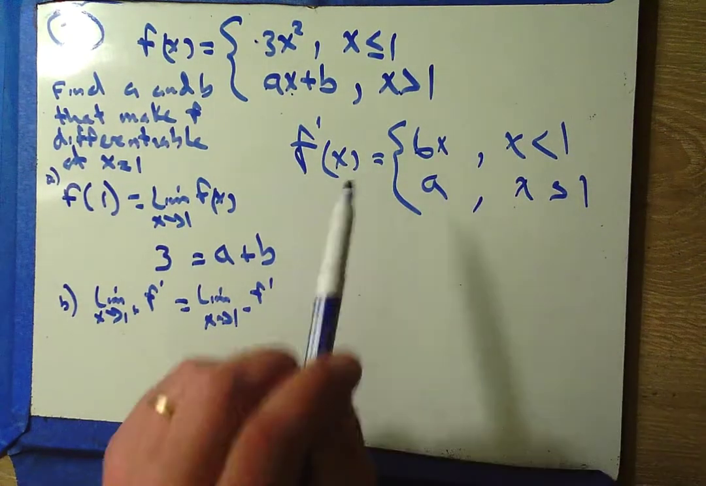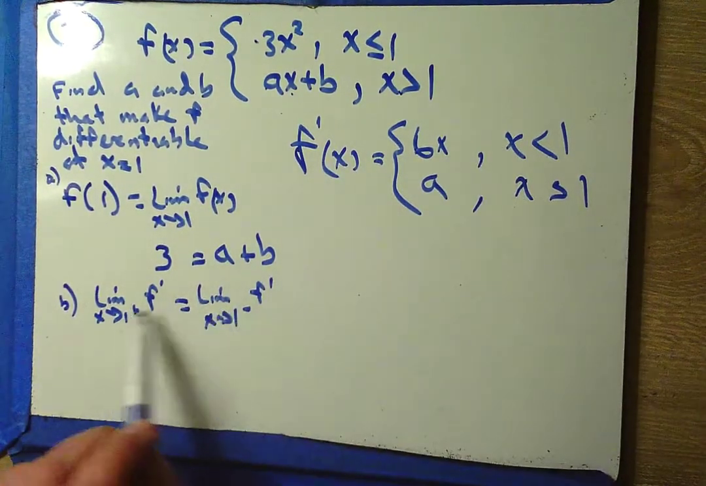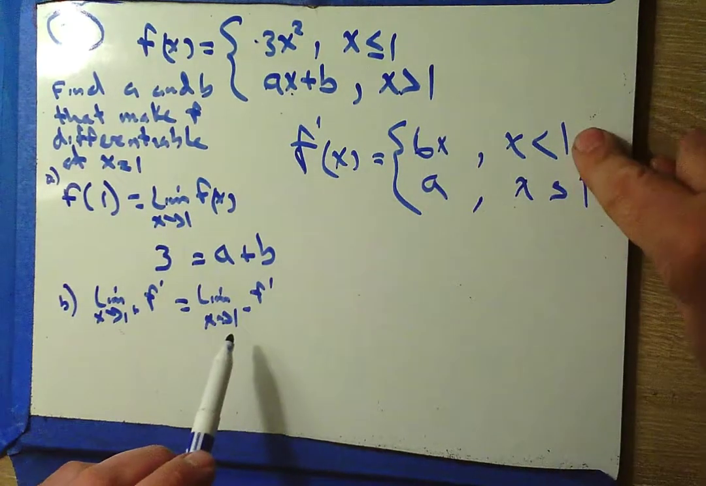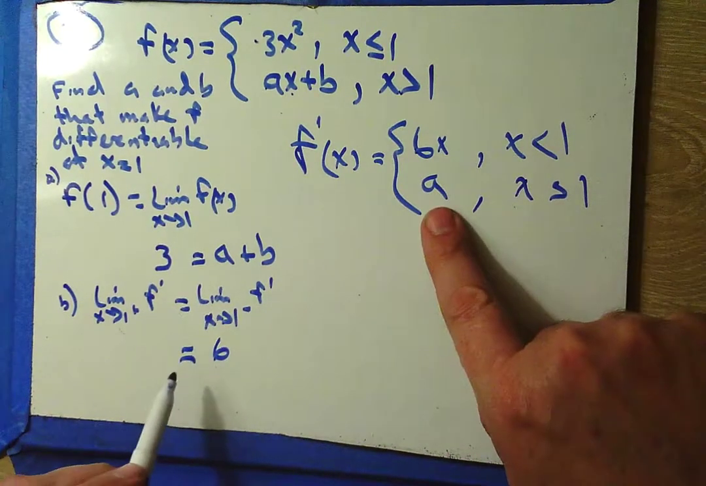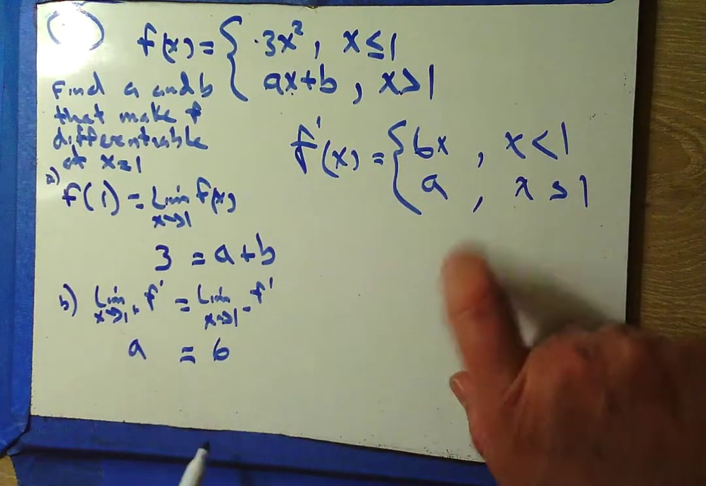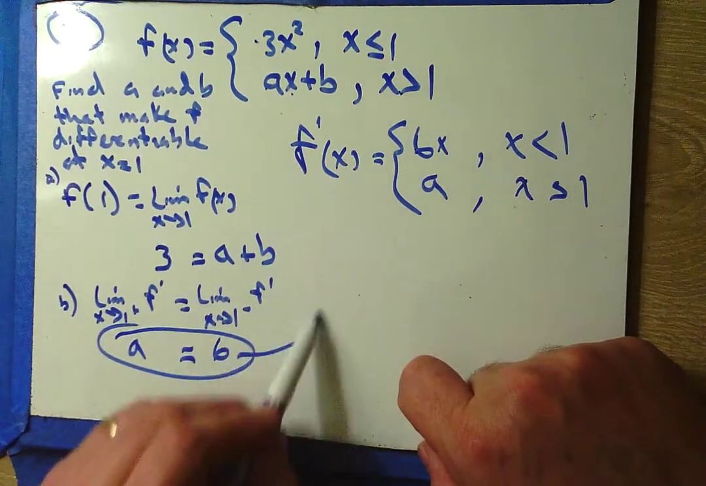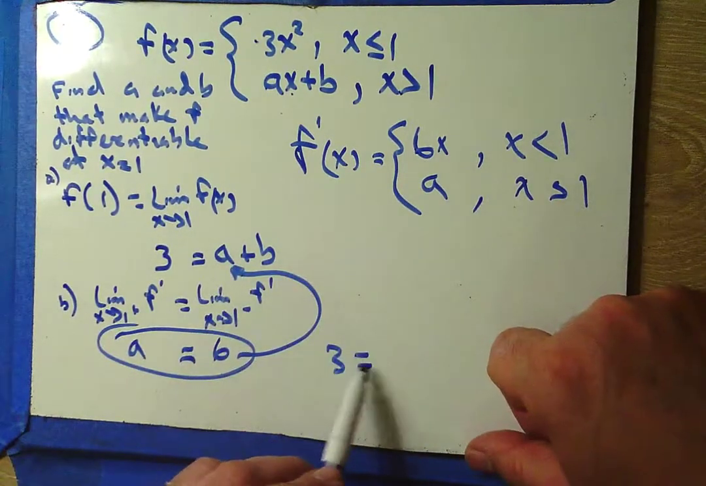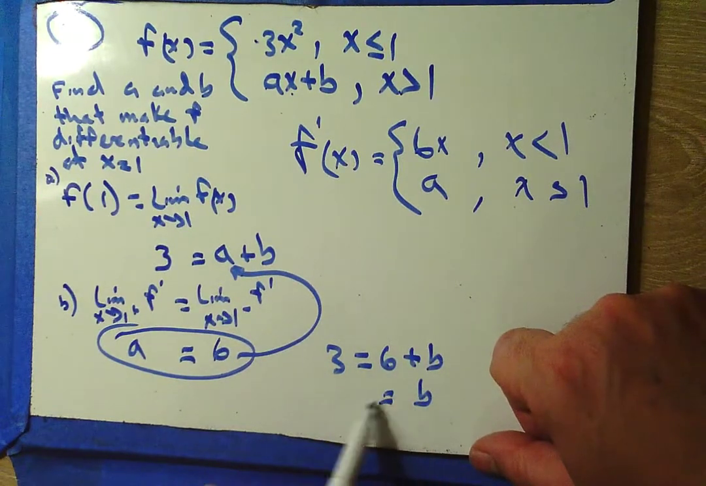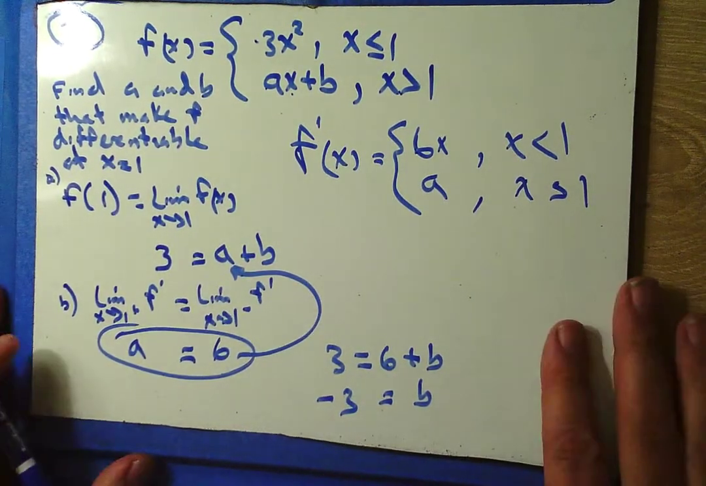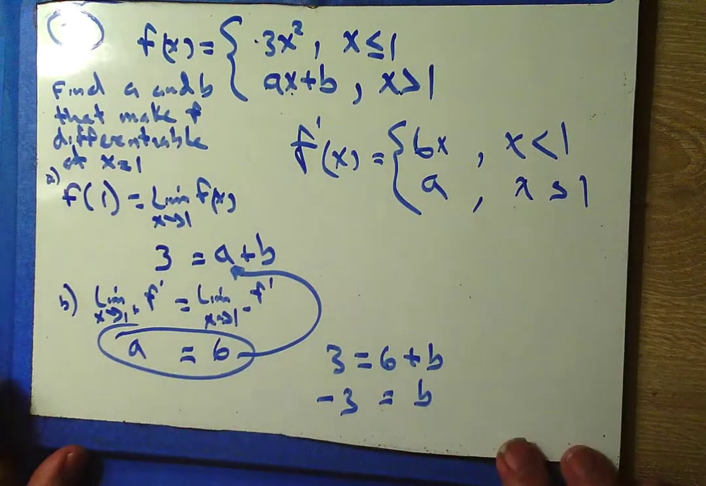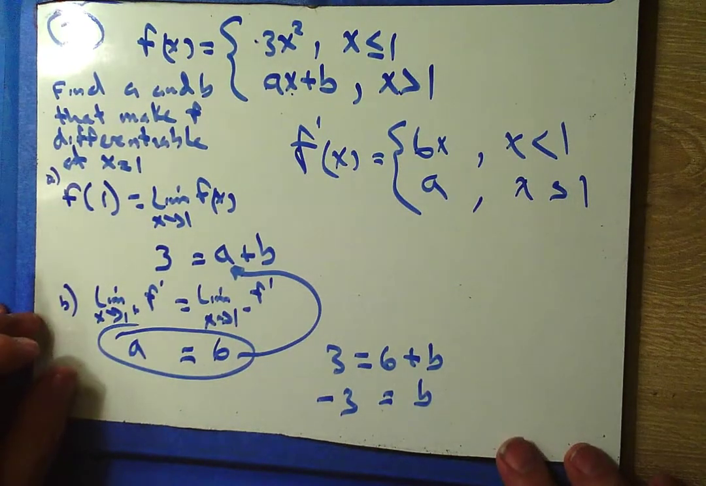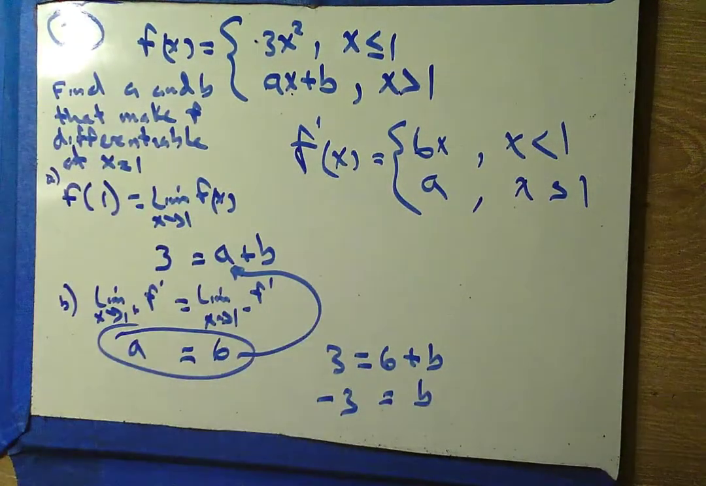Now, what must be true? The limits from both sides must be equal when I plug in a 1. So 1 times 6 is 6. And on the other side, there's nowhere to plug in a 1. I just have a. So I know that a equals 6, and 3 equals 6 plus b, so b equals negative 3. So this problem wasn't about really using one-sided derivatives. It was much more about knowing our definition of differentiability and not getting freaked out by the presence of the a's and b's.